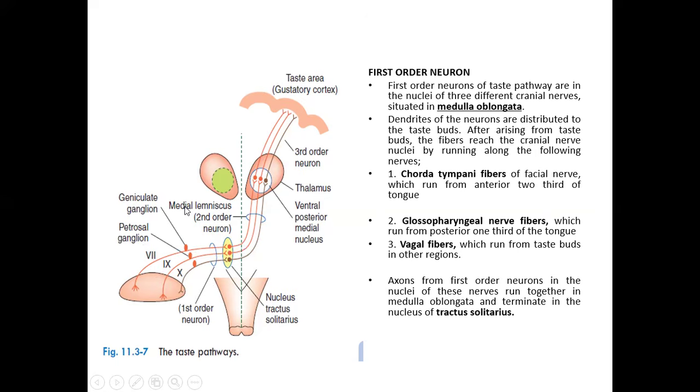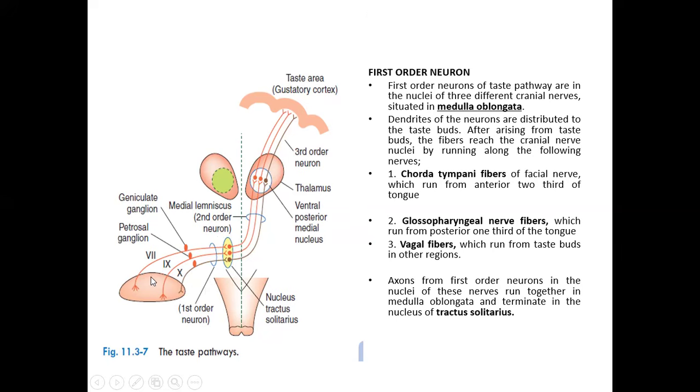The medial lemniscus, where you have the second order neurons, is a bundle of the second order neurons. This synapse is going to form in the thalamus, in a nucleus called the ventral-posterior medial nucleus, as you can see there, which is going to synapse with the third order neurons.